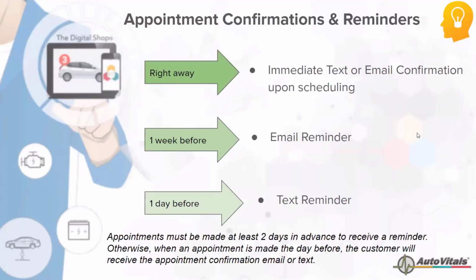Now, let's talk about when and how we send out appointment confirmations and reminders. So number one, the moment there's an appointment scheduled through your point of sale system, AutoVitals is immediately sending out a confirmation to your motorist. One thing to be very cautious of, sometimes we move appointments in our point of sale system for carryover work. If we don't complete it today, we're going to move it to tomorrow. I need you guys to be cautious of that.